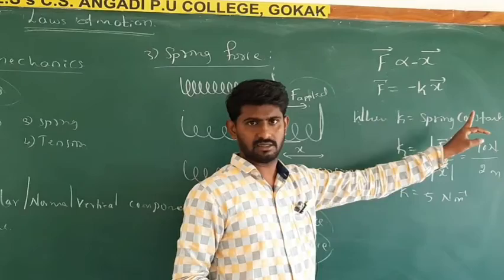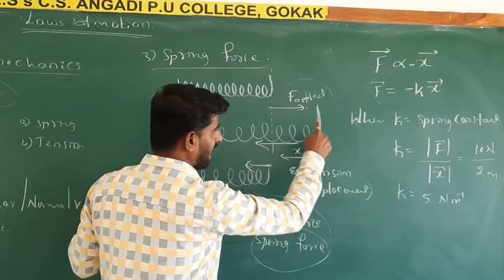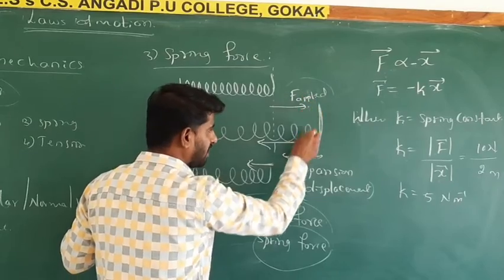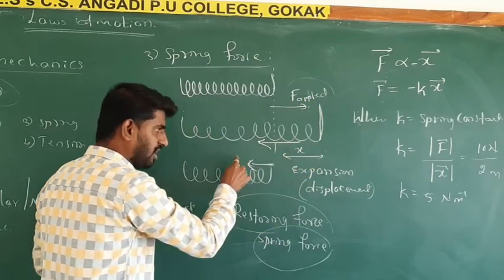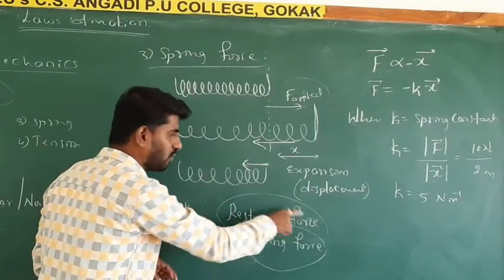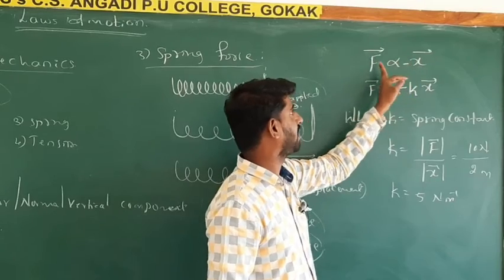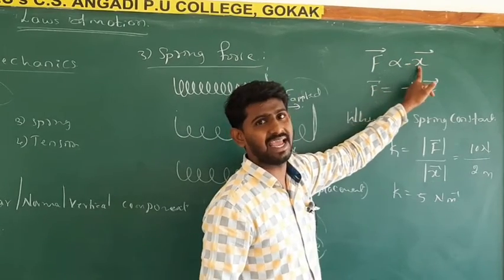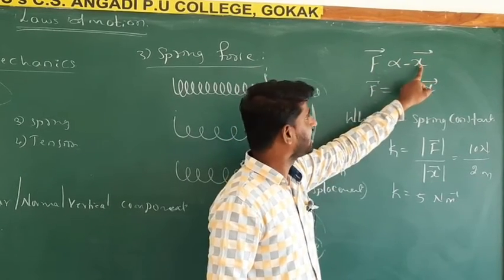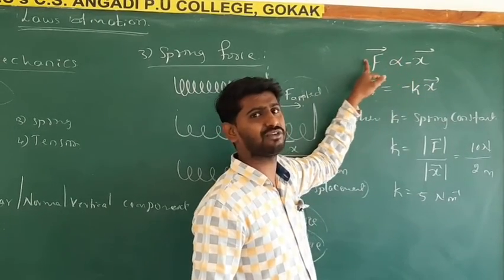So that was the spring force and the spring constant. Okay, once I'll explain the thing. Whenever there is an expansion in the spring, the expansion is due to applied force. Because of the expansion, there develops an internal force. That internal force is also called spring force or restoring force. So that spring force or restoring force is directly proportional to minus x. I mean, as x is increasing, the F increases. As x is less, the restoring force is also less.